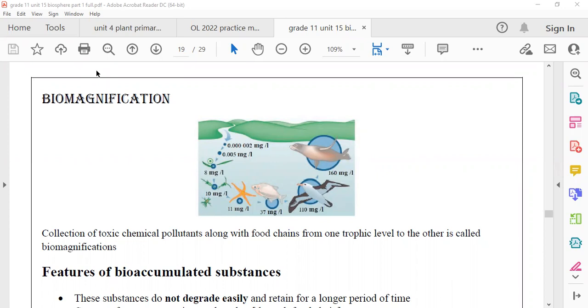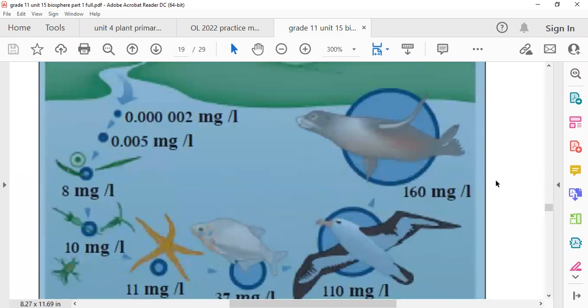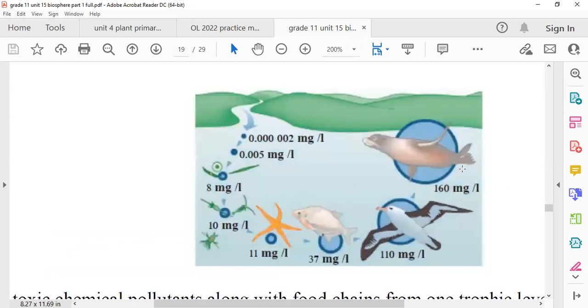This is the continuity of unit number 15. We speak about biomagnification. Biomagnification is already a word I have introduced to you. In this diagram, you can notice a food chain. Okay, what they have shown here is a food chain.